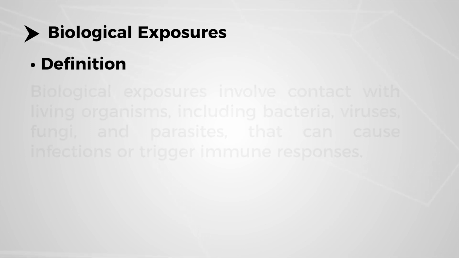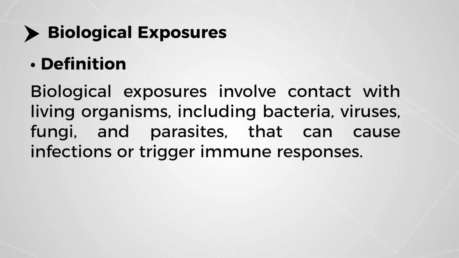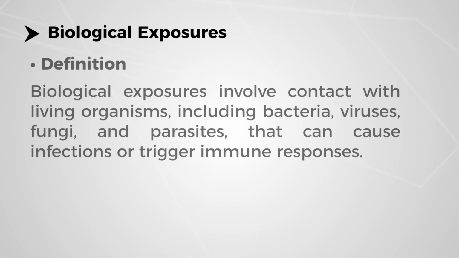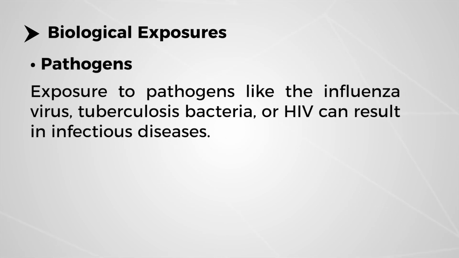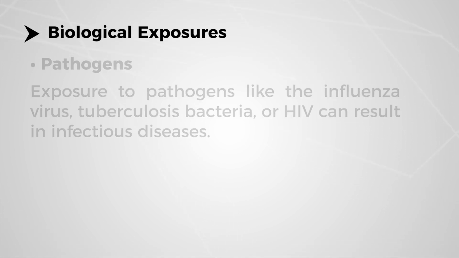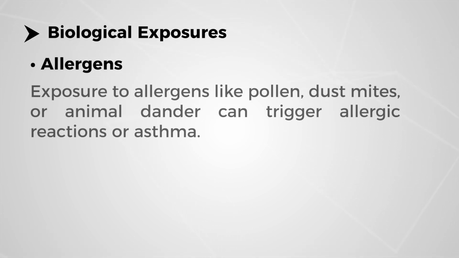Then biological exposures. Biological exposures involve contact with living organisms including bacteria, viruses, fungi and parasites that can cause infections or trigger immune response. Examples are pathogens: exposure to pathogens like the influenza virus, tuberculosis bacteria or HIV can result in infectious disease. Then allergens: exposure to allergens like pollens, dust mites or animal dander can trigger allergic reactions or asthma.